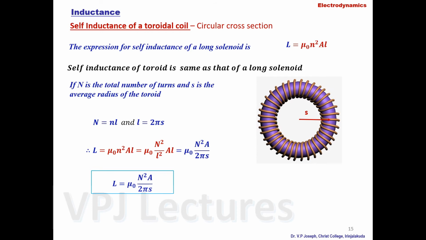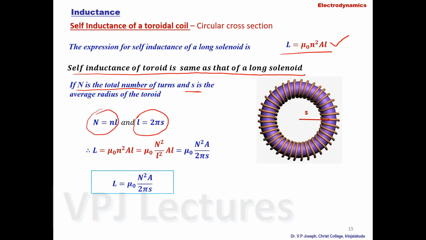So the self-inductance in this case, the earlier expression for the long solenoid is given by L is equal to mu 0 n square Al, and the fact is that self-inductance of a toroid is the same as that of a long solenoid, no change, same expression. Now here N is the total number of turns and s is the average radius of the toroid, so that we can make these substitutions. n is equal to N by l and l is equal to 2 pi s. l is equal to 2 pi s or 2 pi R, that is the circumference of the average radius of the toroidal coil, that is the total length of the toroid.